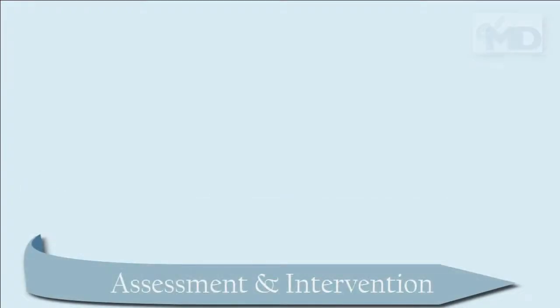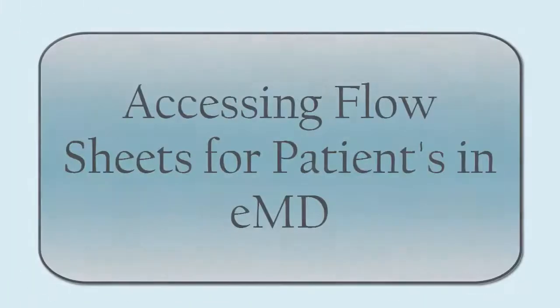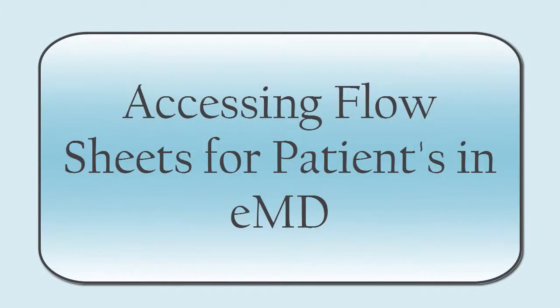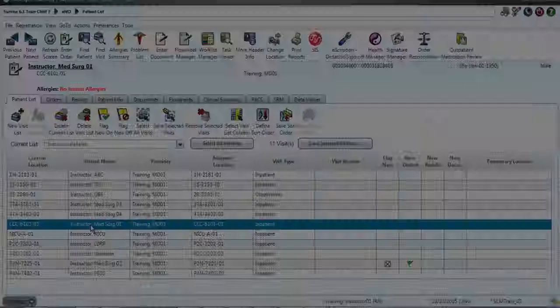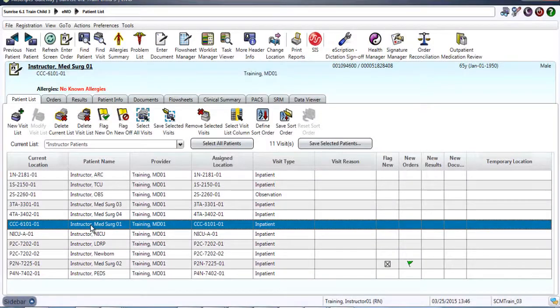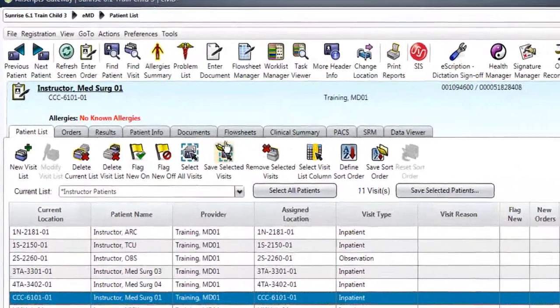After you successfully log into eMD, you will need to access your patient's flow sheet for documentation. You will do this by choosing your patient from your current list and single-clicking on their name. You will navigate to the Flow Sheets tab and single-click on this tab.